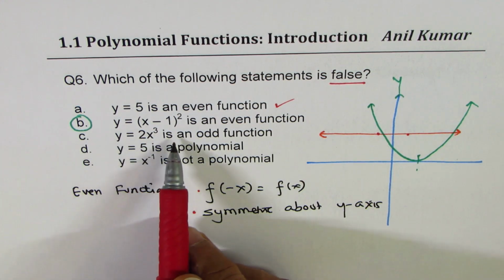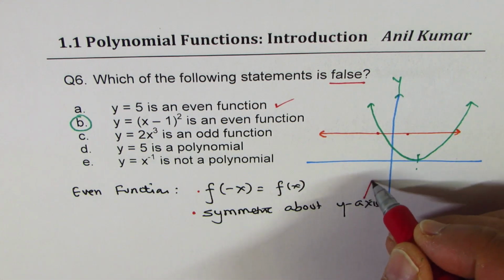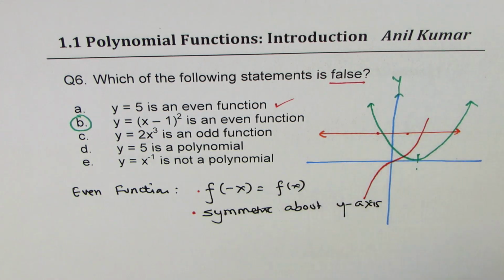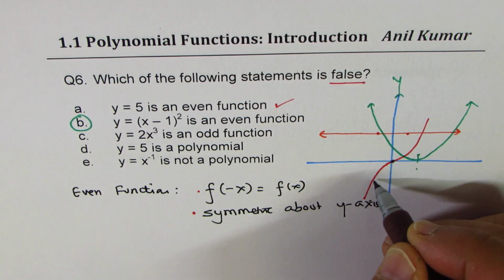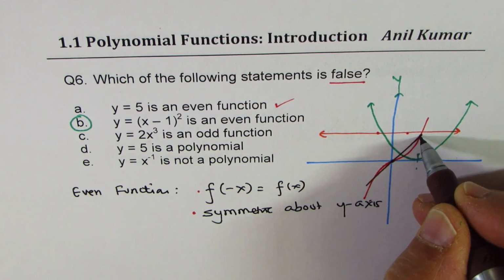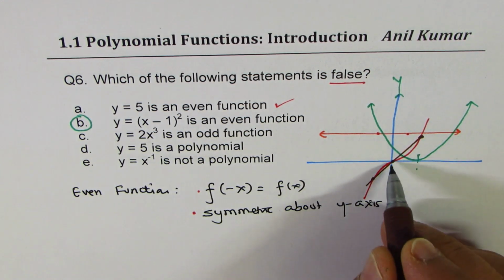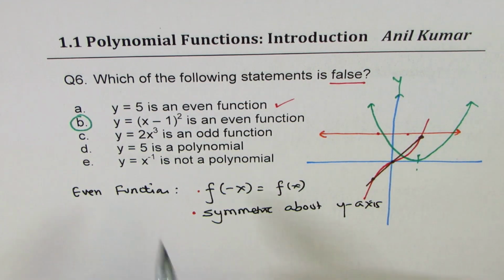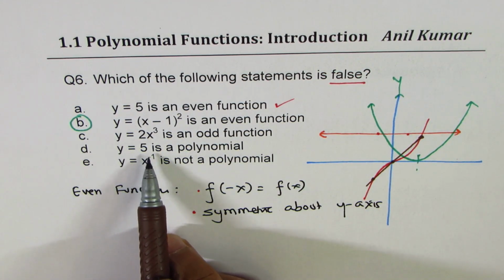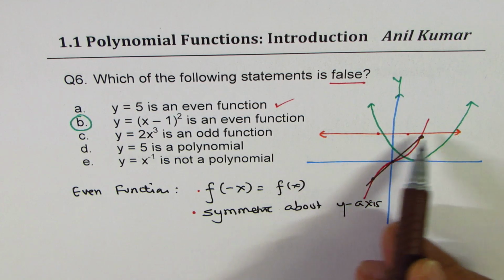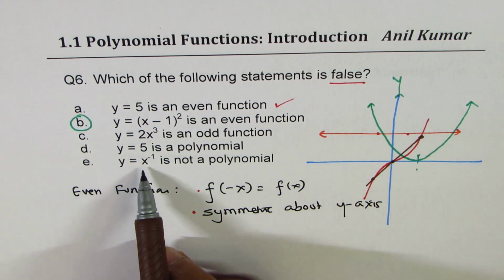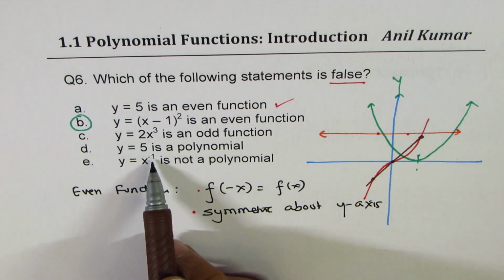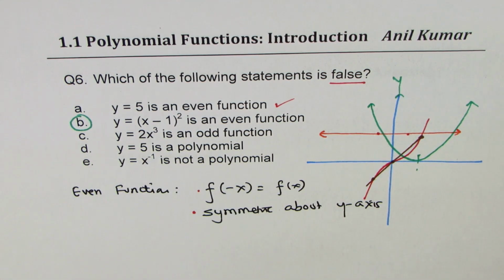Y equals 2x cubed is an odd function. That's true. X cubed looks like this, and it is an odd function since it is symmetric about the origin. We always have a point, a mirror image, looking at the origin. Y equals 5 is a polynomial. Yes, it is a polynomial. A horizontal line is a polynomial. Y equals x to the power of minus 1 is not a polynomial. That's also true.